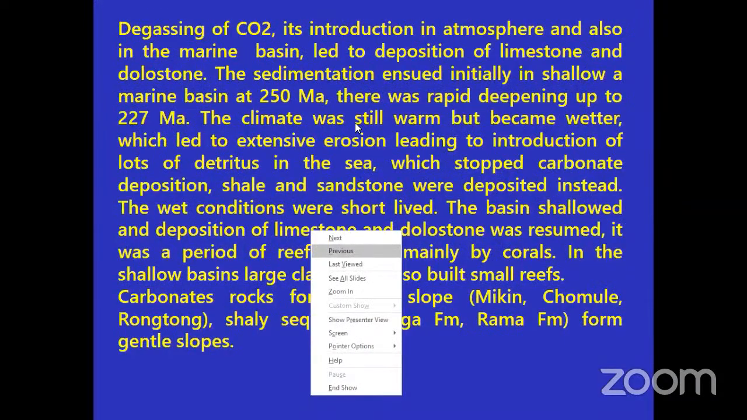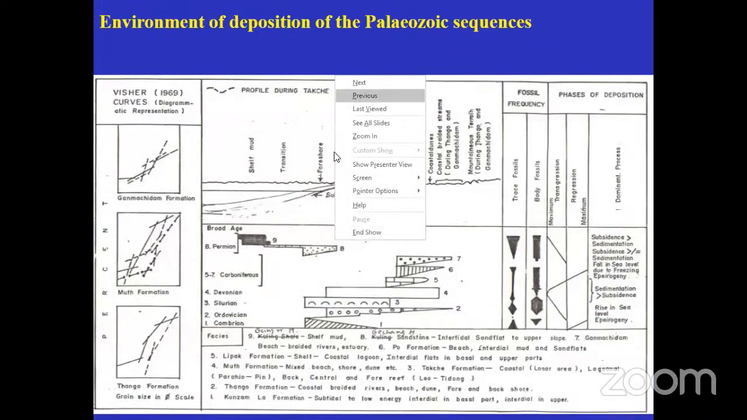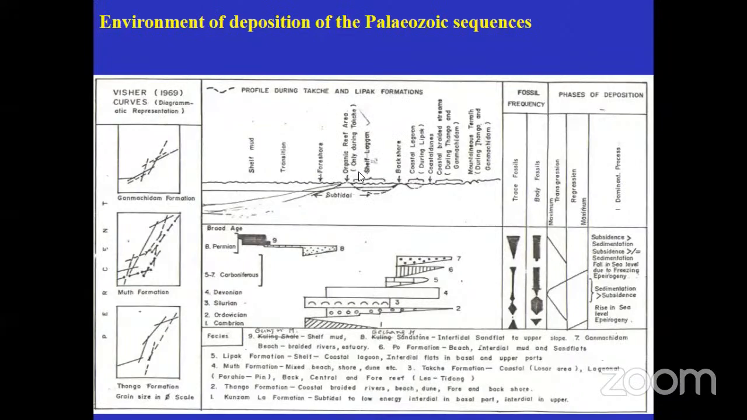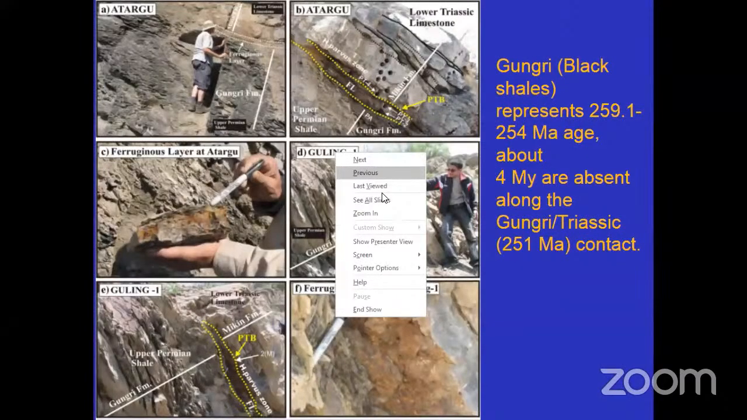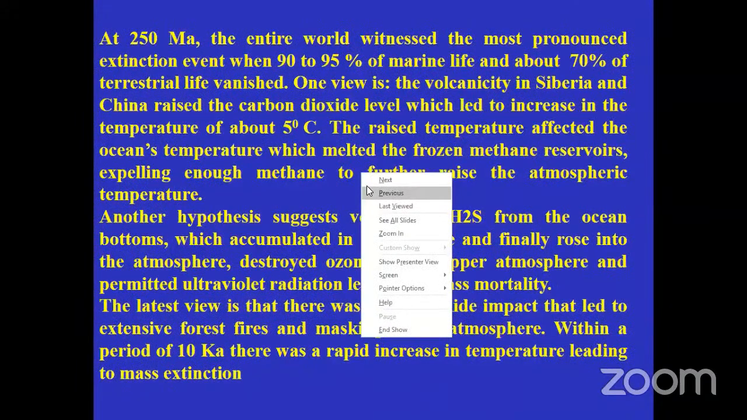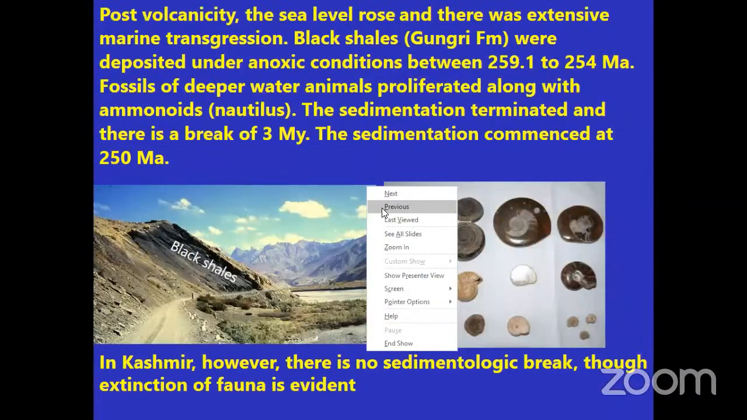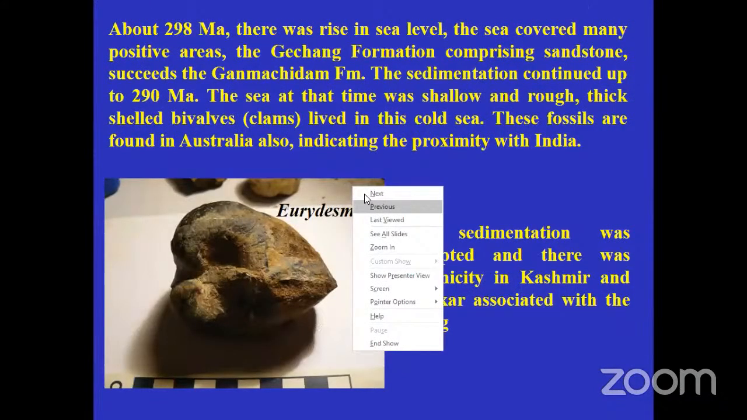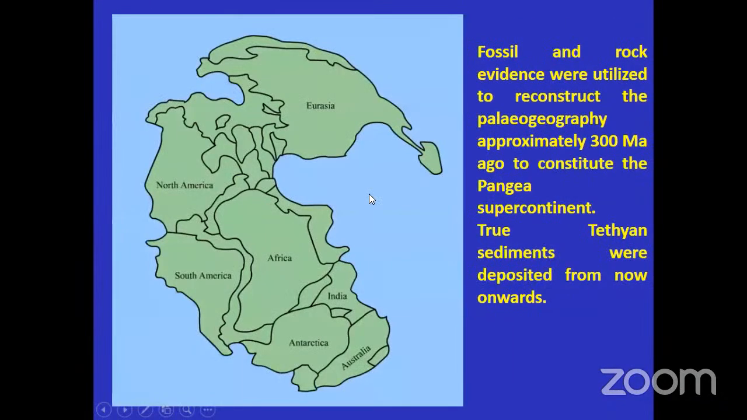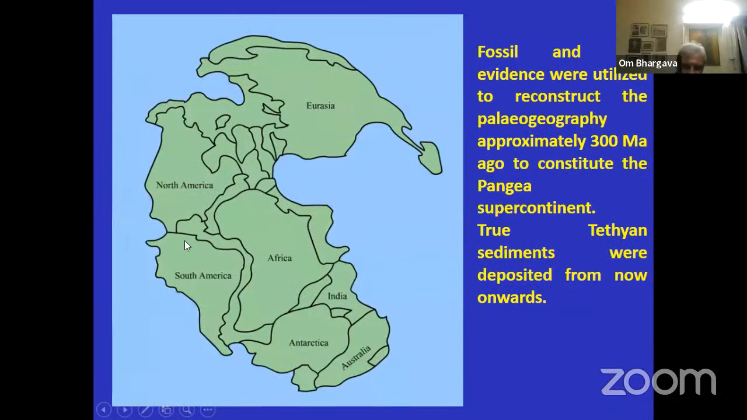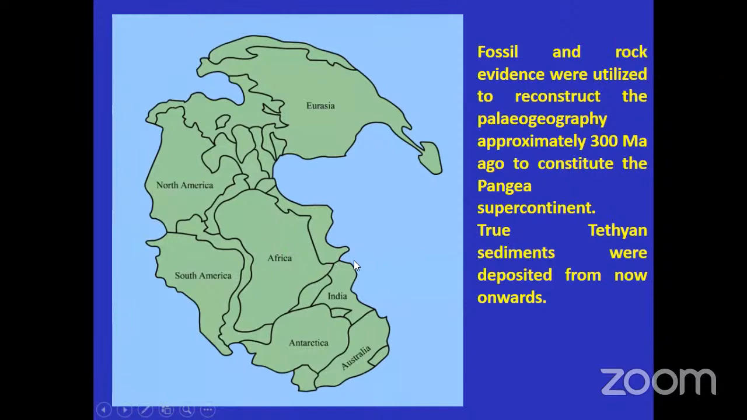Yes, sir. Because it has been very interesting, and your talk is very similar to the talk we had by Professor Nigel Hughes, and he was also of the same opinion that the Zanskar and the Spiti basins were deposited very near south of the equator, near the Gondwana lands, because of the majority of the fossils. Your equator will be somewhere passing through the heart of Africa. Yeah, India is just south of Africa.